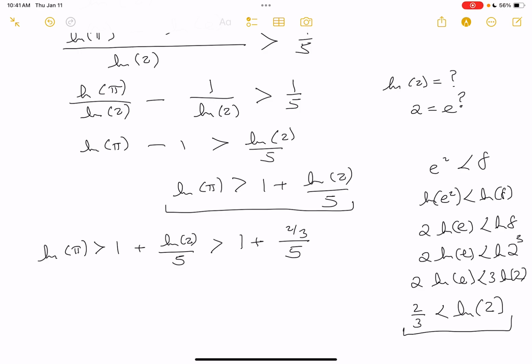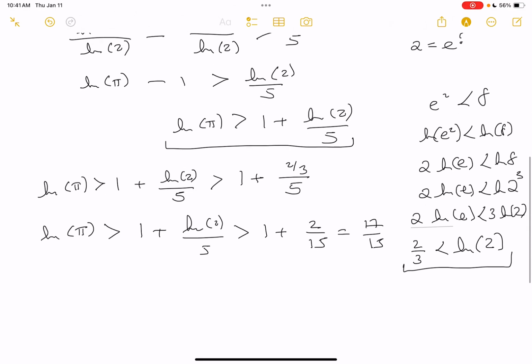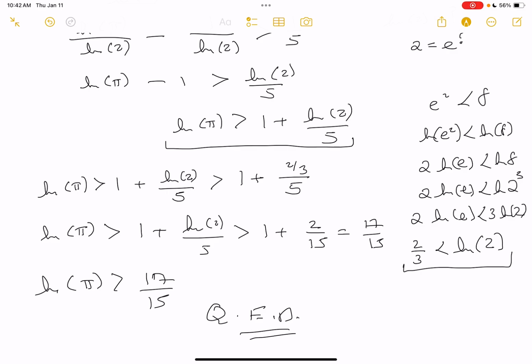Let me just tell you what I just did. I looked at this, and I said the natural log of 2 is greater than 2/3. So that inequality is going to hold. And let me keep writing this down. So the natural log of pi is greater than 1 plus the natural log of 2 over 5, greater than, let me see if I can add this together, 1 plus, this should be 2/15, right? And what's that equal to? 17/15. Have I shown what we're supposed to do? Yes. I've shown the natural log of pi is greater than 17/15. Let me look back in the notes, make sure that's what they said. And they did say prove that the natural log of pi is greater than 17/15. It's done. QED. Thank you.